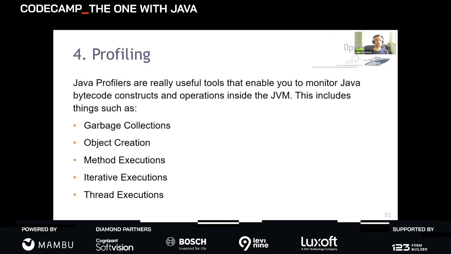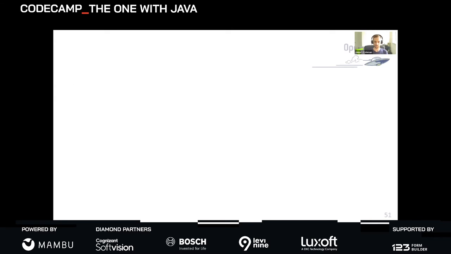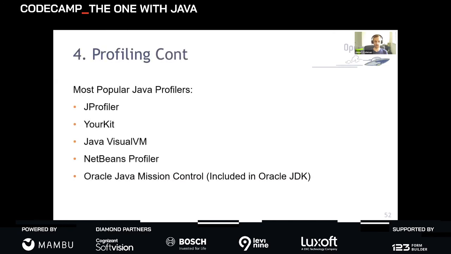I mentioned profiling, so what is a Java profiler? A profiler is basically a really useful tool which enables you to monitor what's going on inside your JVM, looking at things like garbage collections, object creation, method executions, iterative executions and thread executions. While my JVM is running my code, I can look at things, for example, why is it taking a long time to run this method? Why did this object take a long time to be created? Things like that. So you can really dive into your JVM and see what your application code is doing. And it's really, really cool to do, just to see the workings of the JVM.